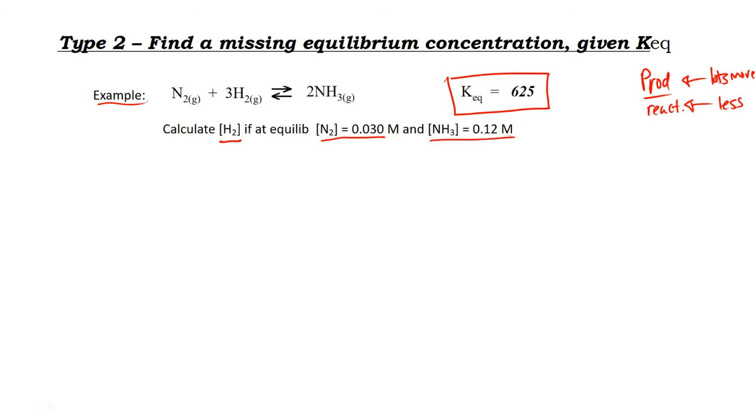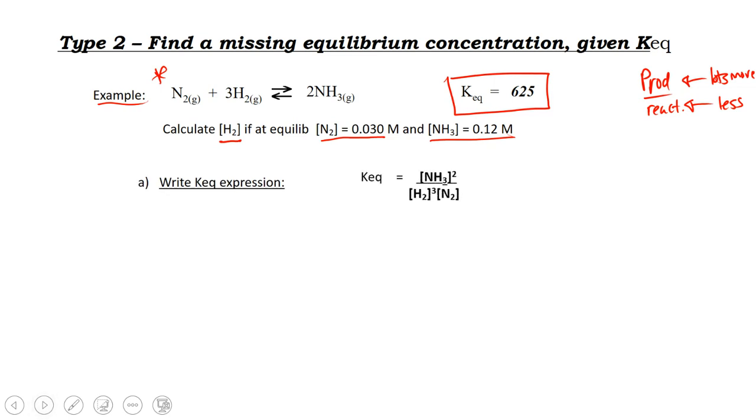Okay, so the first step's always the same. Get your balanced equation, which we've got. Write out your equation. Notice my equation here, I do have some squareds and cubes to worry about. So the product concentration is raised to the power of 2, divided by the two reactants. They're both gases, so I include them: hydrogen concentration cubed multiplied by the nitrogen concentration, okay?